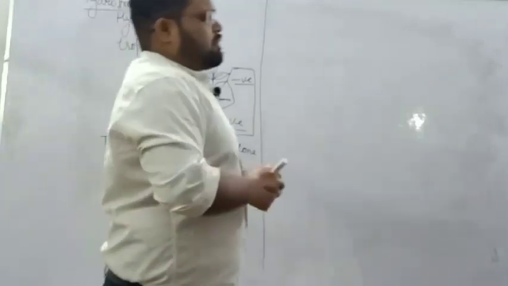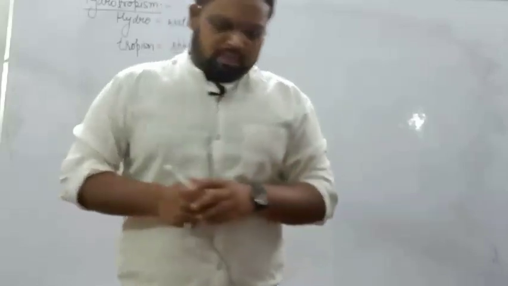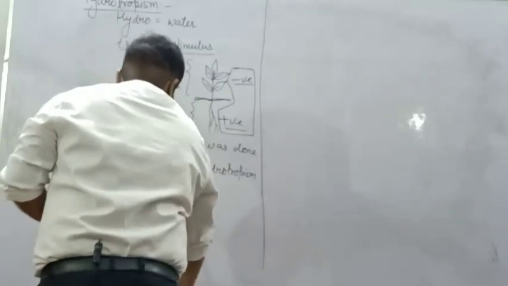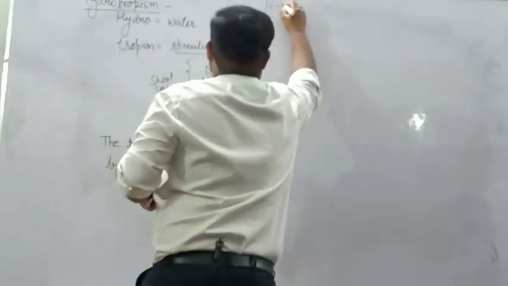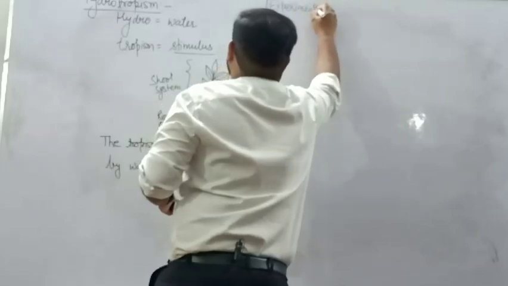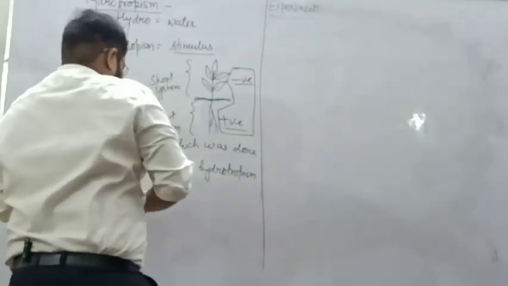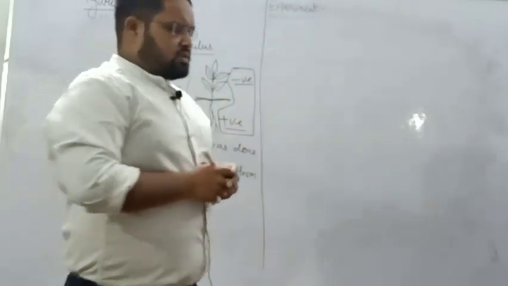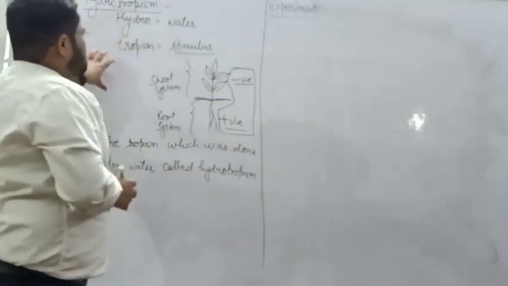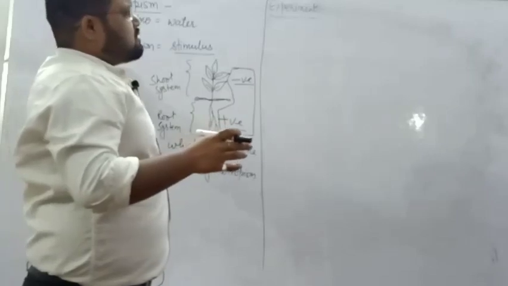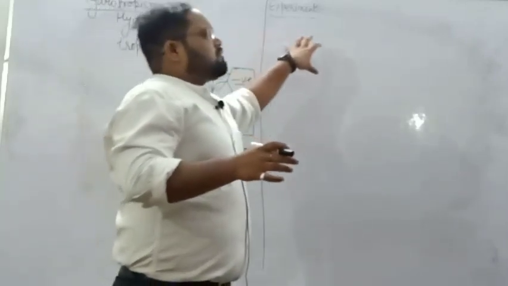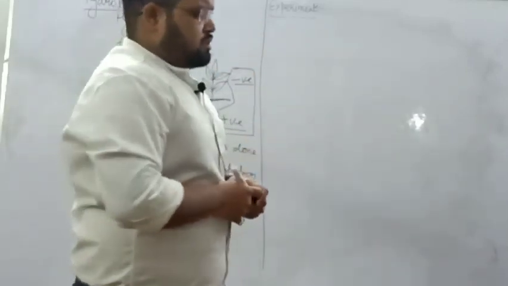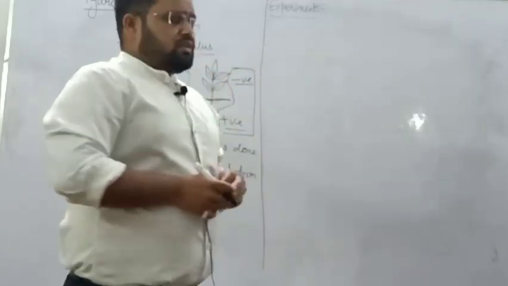Now the most important part is the experiments. First we will see the experiments. When we check the copies, in maximum copies the experiment of hydrotropism will not be there. So you have to know the experiment very clearly.